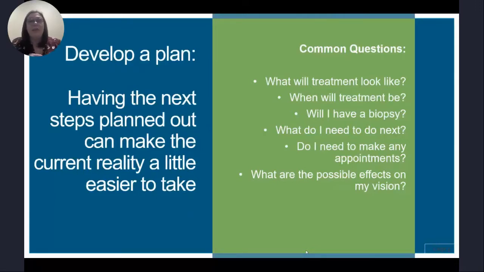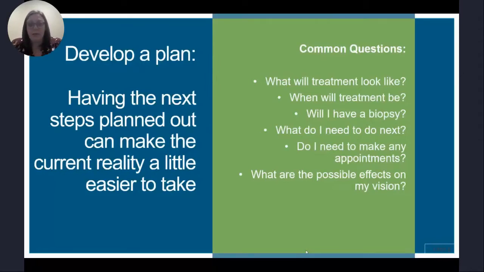So another thing you can do is develop a plan. Having the next steps planned out in your treatment journey can really make the current reality a little bit easier to take. Some questions you can ask to develop your plan and know what's going to happen is, what will treatment look like? When is it going to be? Will I have a biopsy? What do I need to do next? Do I need to make any appointments? And what are the possible effects on my vision?